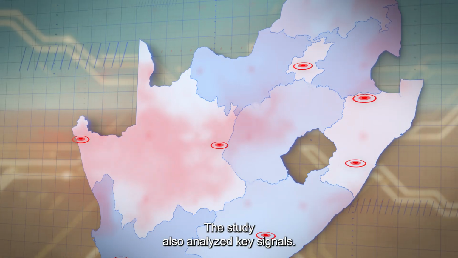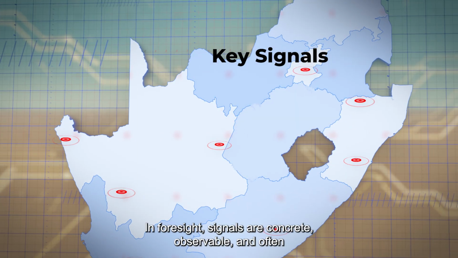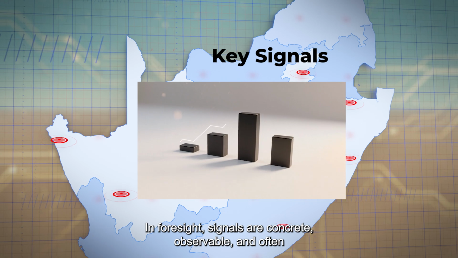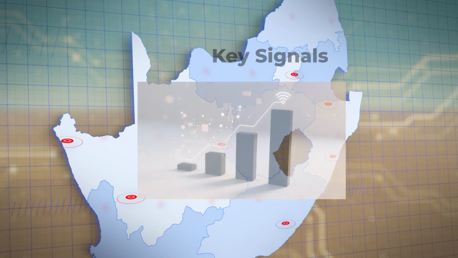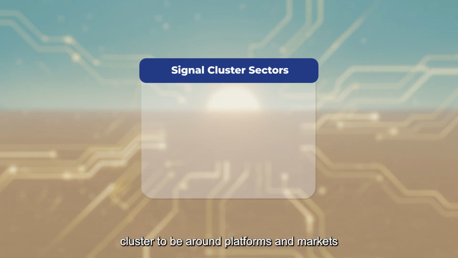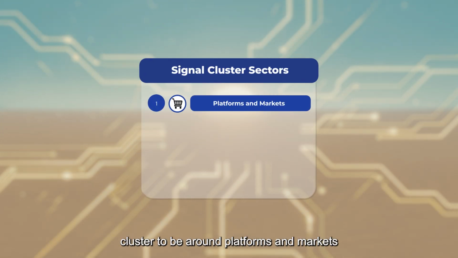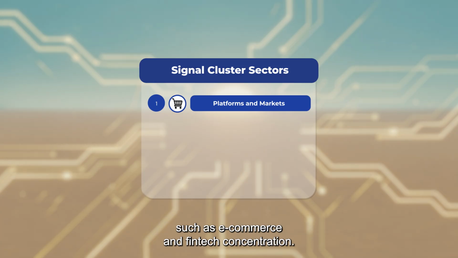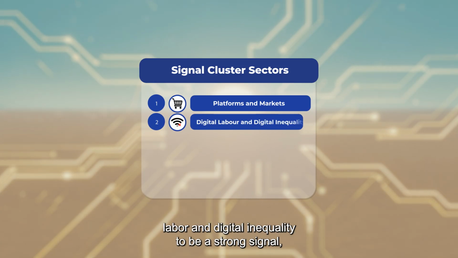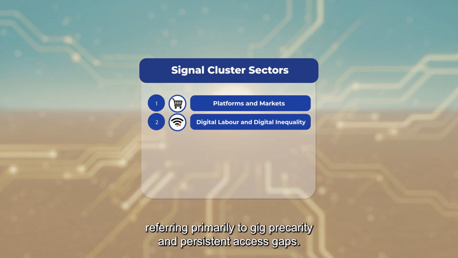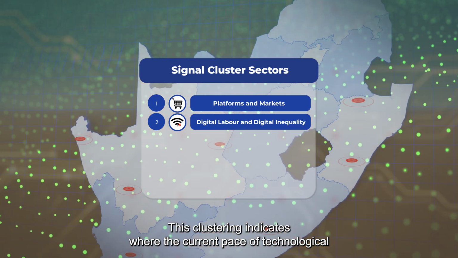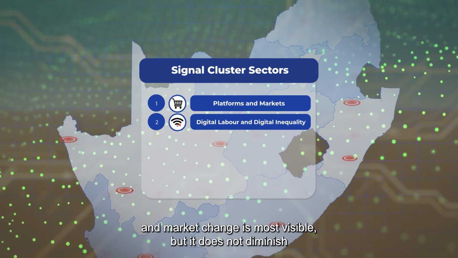The study also analyzed key signals. In foresight, signals are concrete, observable, and often subtle indications of potential future change. The study found the strongest signals cluster to be around platforms and markets, such as e-commerce and fintech concentration. Also, the study found digital labor and digital inequality to be a strong signal, referring primarily to gig precarity and persistent access gaps.